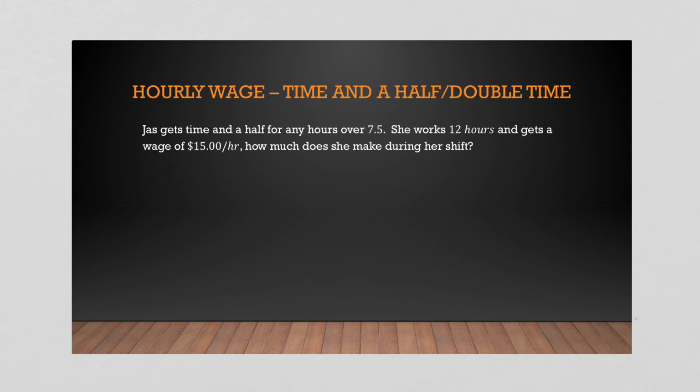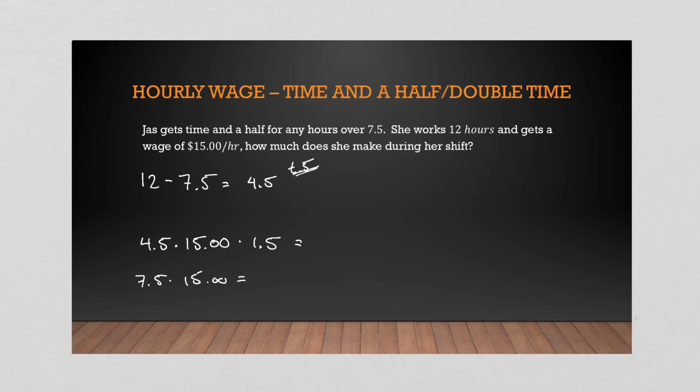Let's do another here. Jazz gets time and a half for any hours over 7.5. She works 12 hours and gets $15 an hour. Okay, so if she works 12 hours and gets regular wage for 7.5, subtract that, and that means she gets 4.5 hours at double time. Nope, time and a half, not double time. At 1.5, we'll say. Okay, that's just from my brain. So we'll go, 4.5 times $15 an hour times time and a half, 1.5. And then she gets her 7.5 hours at her regular $15 an hour.